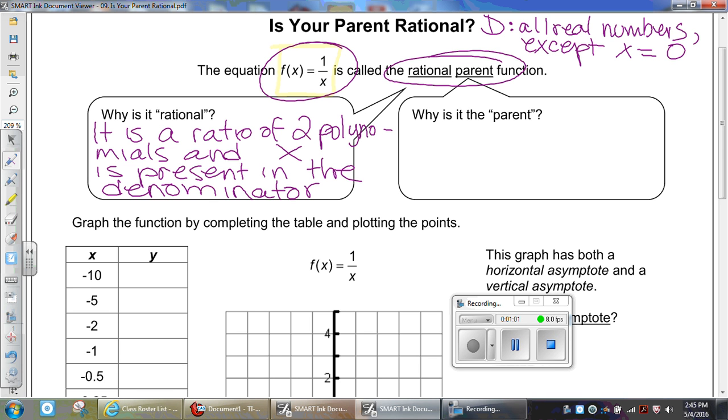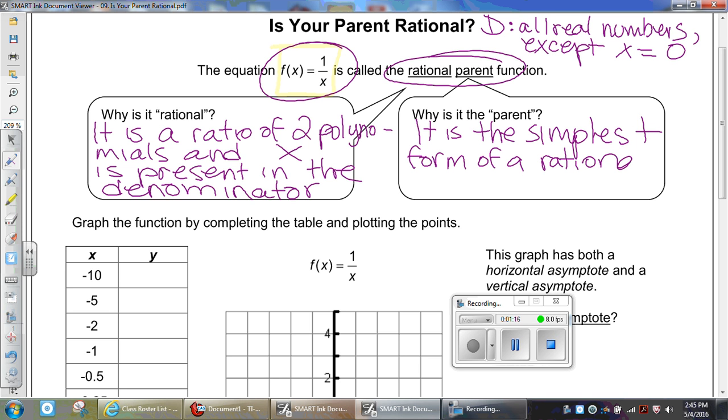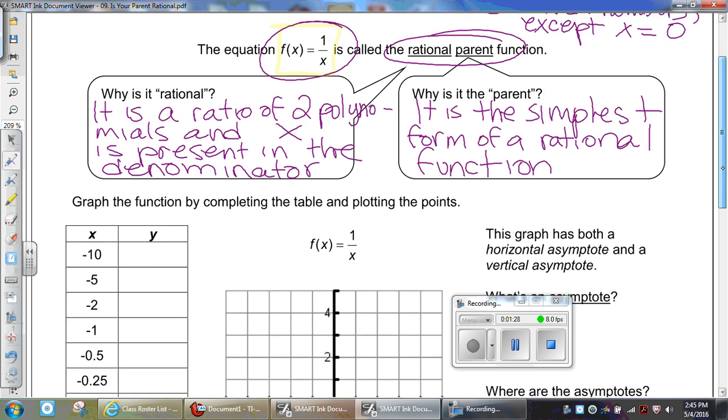And why do we call it parent? Because it is the simplest form of a rational function, meaning that it has no vertical or horizontal shifting, it is not stretched. It's just the simplest form that you will find.